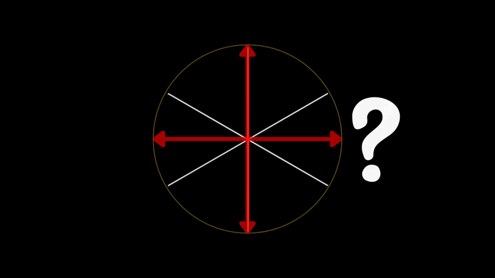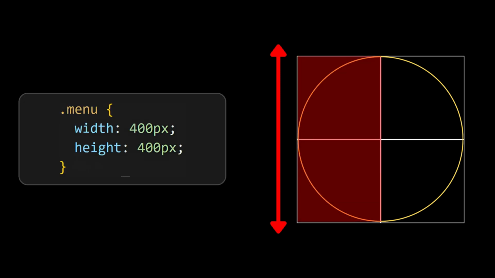But the main question is, how much is the height and width of the menu? For that, consider a 4-sector menu. Here we can see that the height and width of the menu element should be twice that of the sector elements, and the same logic works for all the others.